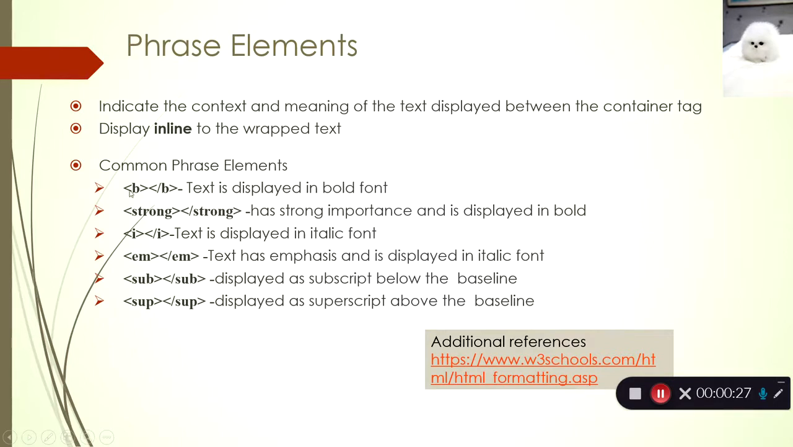If you want to display content as bold, then you can use the opening and closing B tag. If you want to display a font in italic, then you can use the I tag. And for superscript and subscript, you can use these tags. If you want to give special emphasis, then you can use the EM tag. There are different text formatting elements out there.